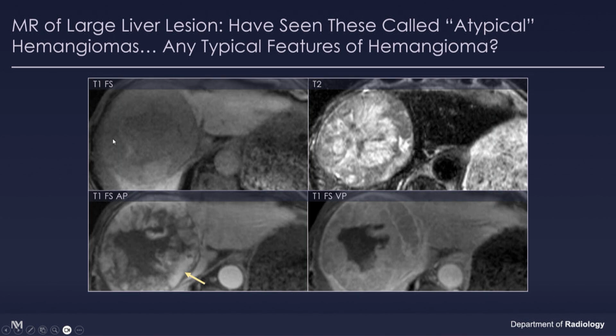Well, here's an example. You can see it's low signal on T1, high signal on T2. You could say it has some peripheral nodular enhancement, but the advantage of MR is you have multiple phase imaging and different sequences. You can see that nodular enhancement is washed out. It's not filling in like a hemangioma should. This is actually a large HCC. I've seen these called by trainees atypical hemangiomas, and I like to say that they're atypical hemangiomas because they're not hemangiomas, so be careful.